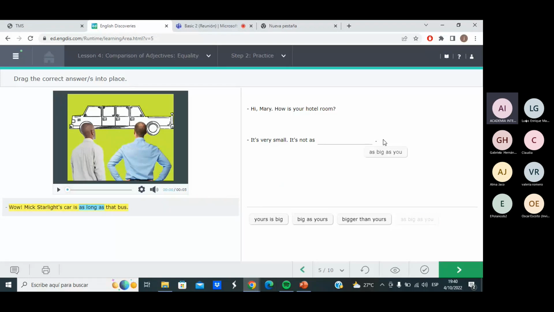Veamos el último. Miren cómo diría si usamos el último. Es de irle dando sentido también. Leámoslo así como diría. It's very small. It's not as big as you. So I think that it doesn't make sense. So which option would you choose? Hi, Mary. How is your hotel room? Number three. Okay, we are going to select this one.